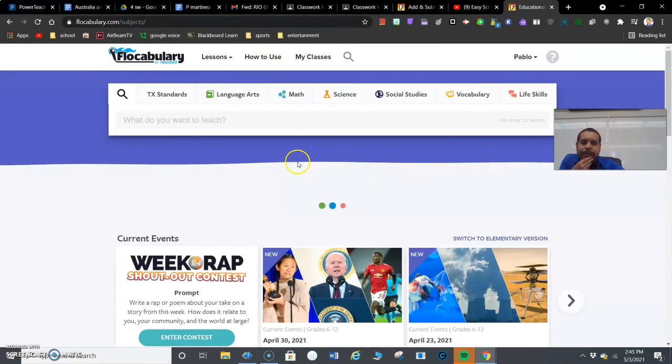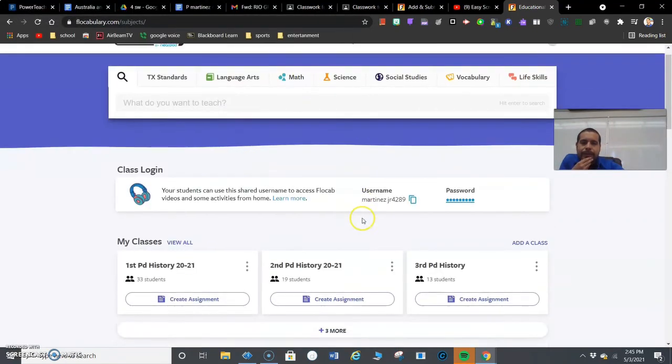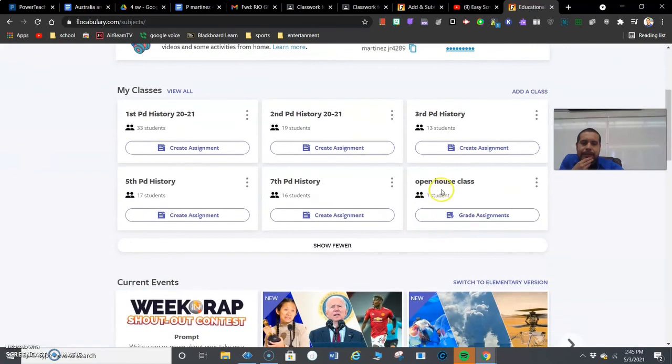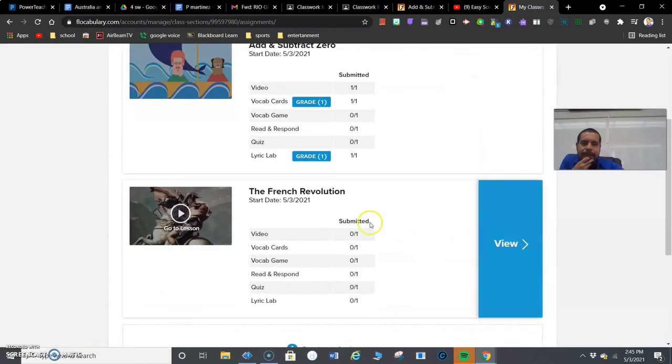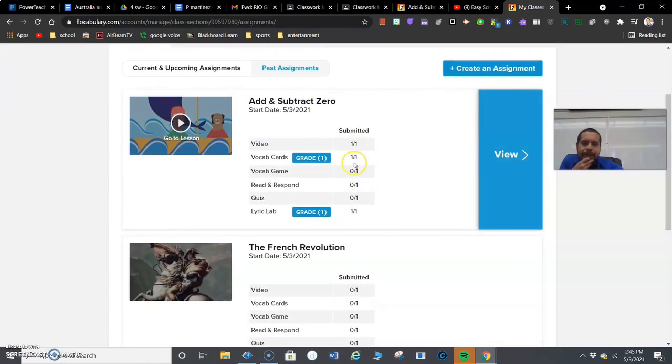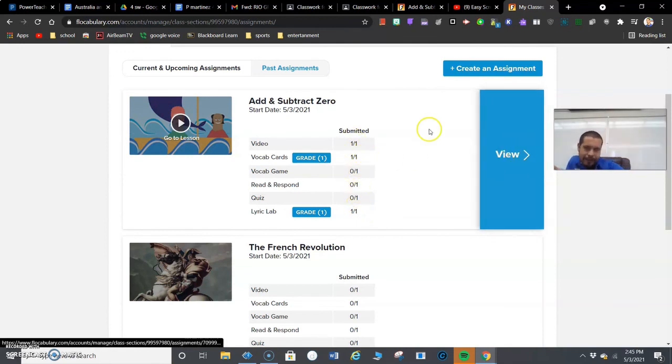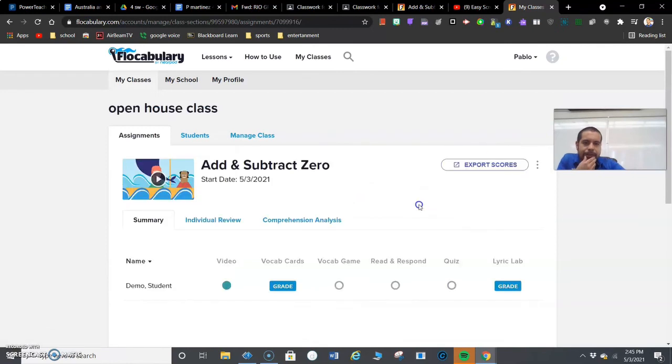You can check your students' work by going to the class. Right here, open house, today, okay. And you can see their work. Like this one, the student hasn't done anything. If they get 1 out of 1, that means your grade. Depending on how you want to grade them, that's how you grade them. So you can view what they did.